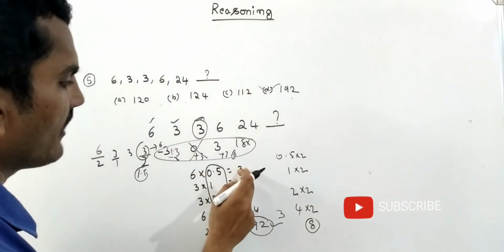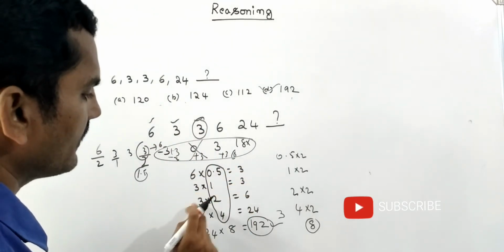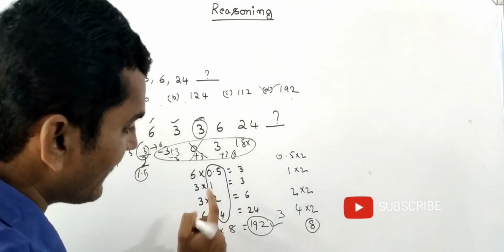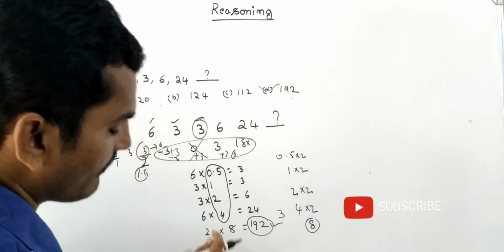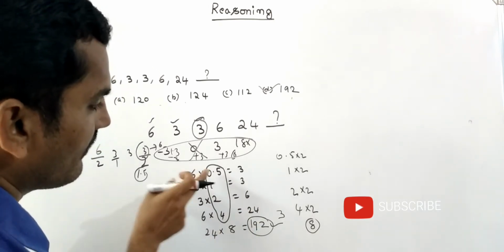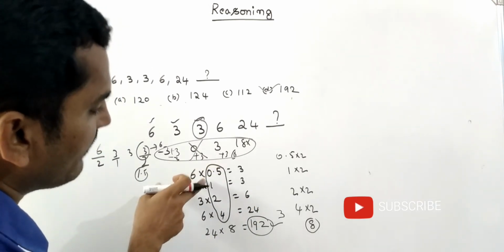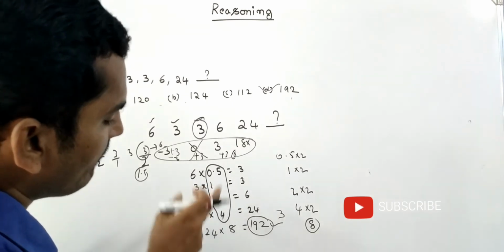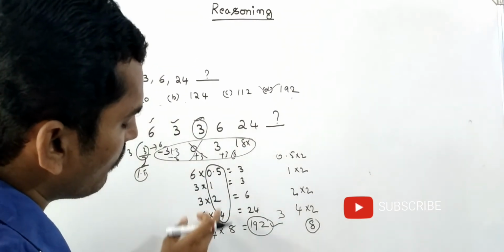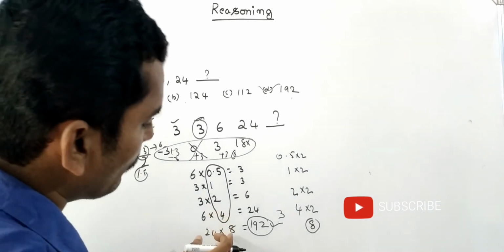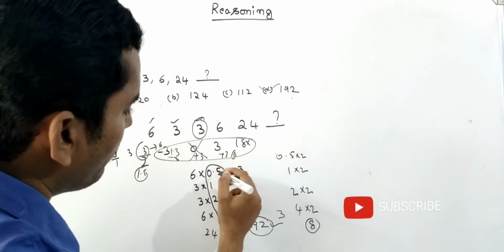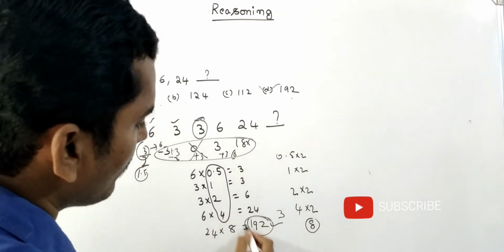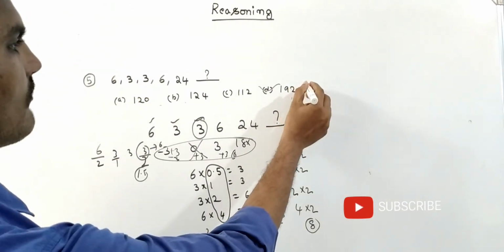Then 6 into 0.5, 3 into 1, 3, 3 into 2, 6, 6 into 4, 24. Here also the 3 did not come in the pattern 1, 2, 3. So something is there. Then 0.5 becomes 1 by into 2, 1 becomes 2 by into 2, 2 becomes 4 by into 2, 4 becomes 8 by into 2. Then go for multiplication with these numbers. Then 24 into 8 equals 192. Then the answer is 192.